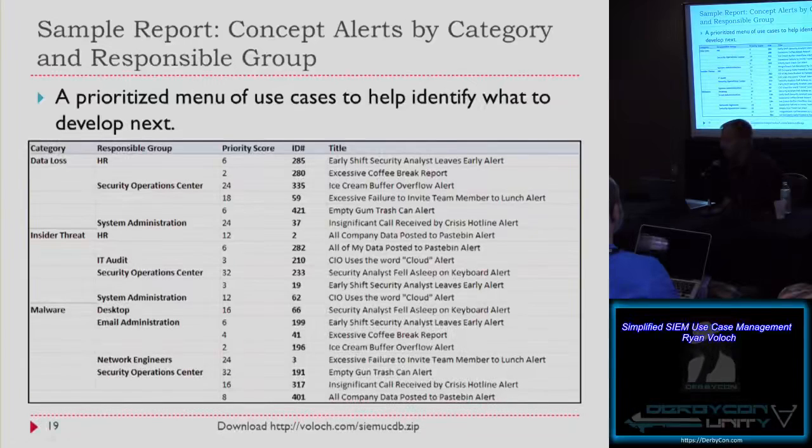You'll see there the priority scores in the middle. In this case it's data loss. The Security Operations Center has a priority score of 24, and that seems to be the highest use case. So that was something you probably want to focus on next if you're concerned about data loss, and the Security Operations Center can do ice cream buffer overflow attempts. And those are just some fake use case titles.